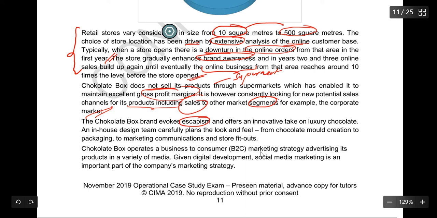An in-house design team carefully plans the look and feel, from chocolate mold creation to packaging, marketing communication and store fit. Chocolate Box operates a business to consumer marketing strategy, advertising its products through a variety of media. Given digital development, social media marketing is an important part of the marketing strategy.